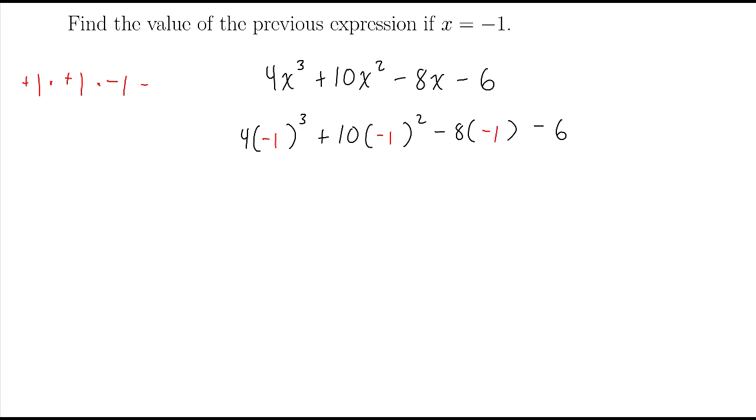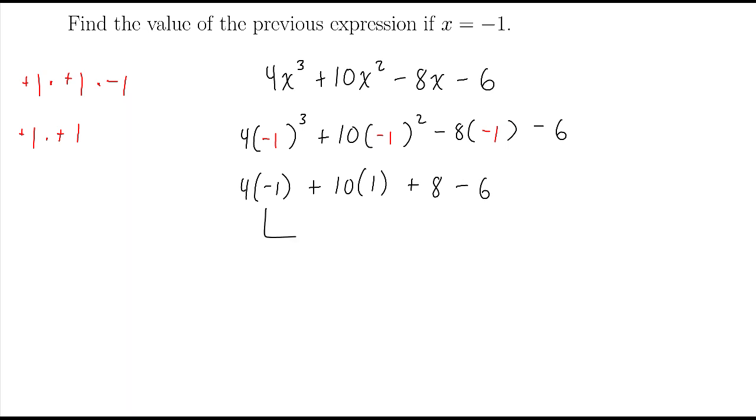Okay, but what about negative 1 squared? Negative 1 times negative 1, 2 negatives make a positive. It's a positive 1. Okay, so I say all that so that way we are set up. Negative 1 to the third power is negative 1. Negative 1 squared is positive 1. Negative 8 times negative 1 is a positive 8. Bring down the minus 6.